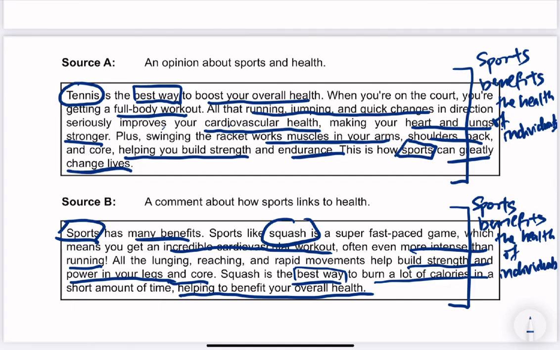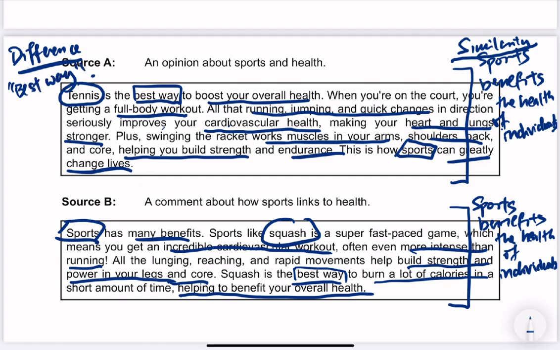So basically, when you can see now, there is that link there already. They are saying the same thing. So source A and source B are similar. Okay, they're similar in terms of sports benefiting the health of individuals. Then what exactly is the difference here? First of all, right, you must see that, yeah, of course, we talk about the idea of tennis and squash. Very clearly, we are talking about tennis and squash. And not only that, what then are we talking about is very clear, right? Because we're talking about the best way, right? They're talking about the best way.